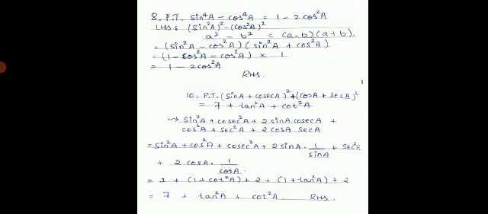Next question. Prove that sin raised to 4a minus cos raised to 4a is equal to 1 minus 2 cos square of a. So here take LHS. Sin raised to 4a can be written as sin square of a, the whole raised to the power 2, as 4 can be written as 2 into 2. Similarly, cos raised to 4a can be written as cos square of a to the power 2 again.